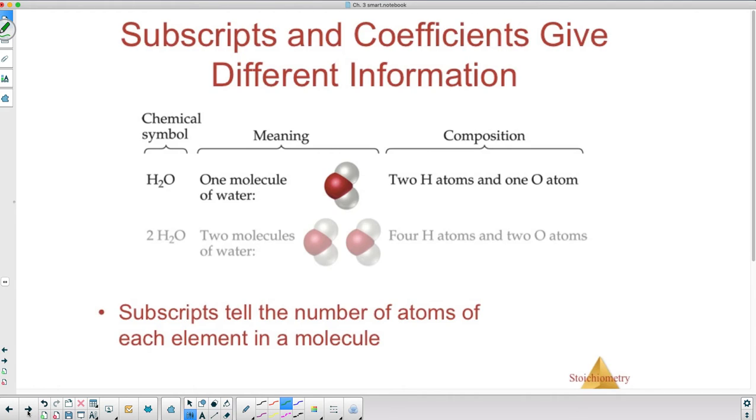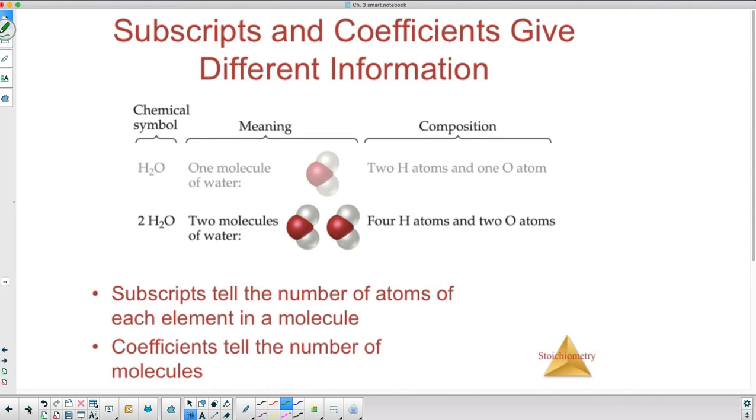Subscripts and coefficients give different information. Yes, they do. So H2O is 1 molecule of water. That means 2 hydrogens and one oxygen. If I have 2 H2O, that's the next slide, that means I have 2 molecules of water, and then I multiply. So 2 times 2 gives me 4 hydrogens, and 2 times 1 gives me 2 oxygen atoms. So subscripts tell the number of atoms of each element in a molecule, and coefficients tell the number of molecules.